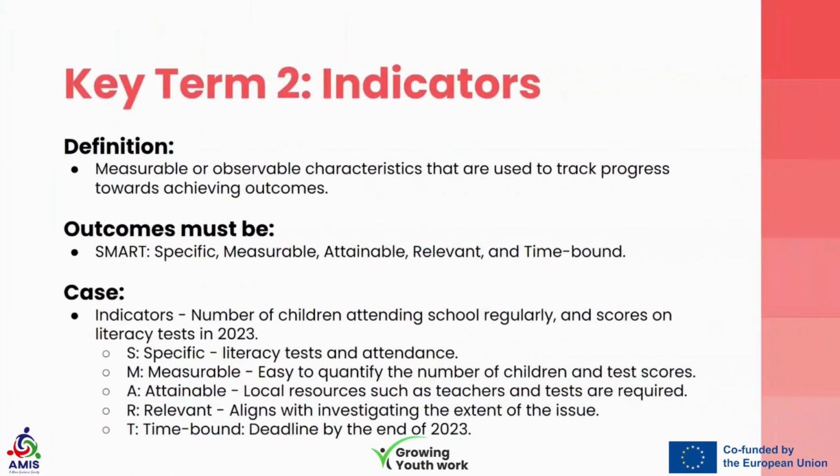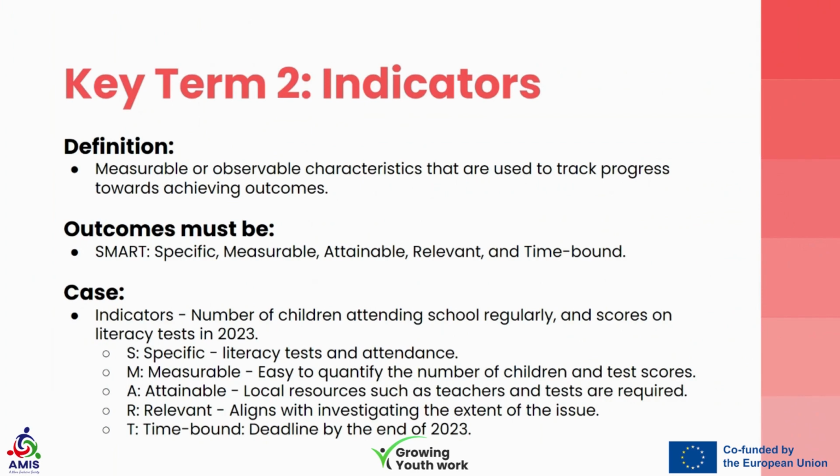Key term 2, indicators. Indicators are measurable or observable characteristics that are used to track the progress towards achieving the outcomes. By monitoring these indicators, they can provide evidence of whether the wanted outcomes are being achieved. Indicators should follow the SMART model, which includes 5 different criteria for indicators.